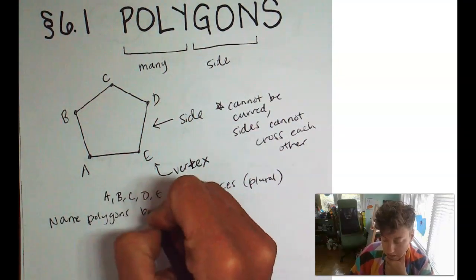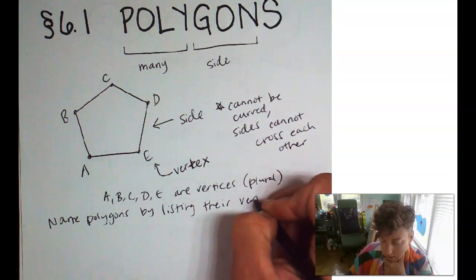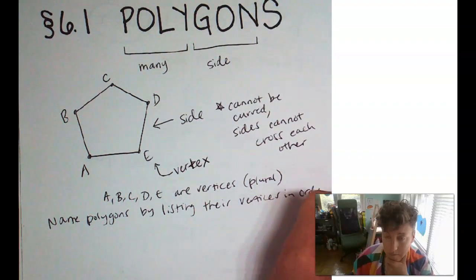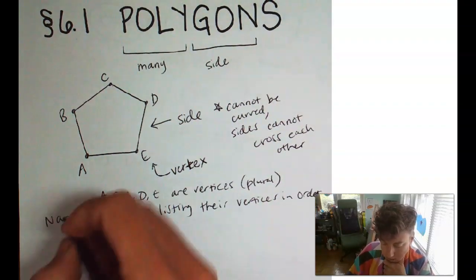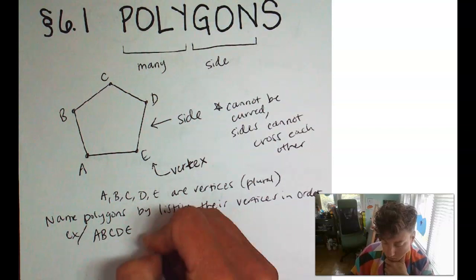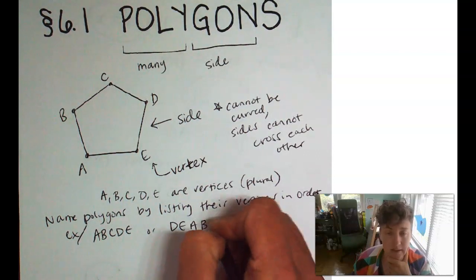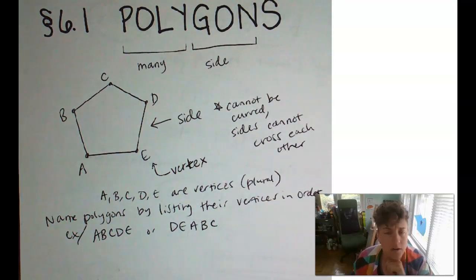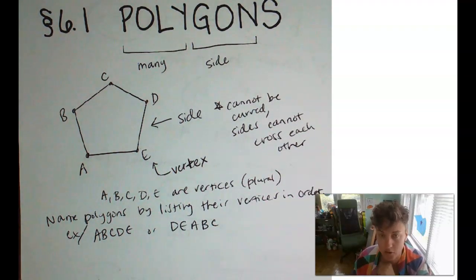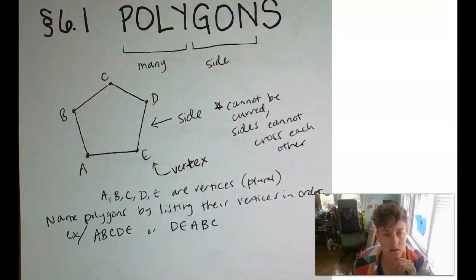So name polygons by listing their vertices in order. So for example, the guy above could be A, B, C, D, E, or we'll just give one more example, D, E, A, B, C. Cool. Now you notice there's no symbol for polygon. It's just the vertices listed in order with no commas or anything. All right, cool. Now let's draw a bunch of different shapes and decide if they are polygons based on the rules that we just talked about.